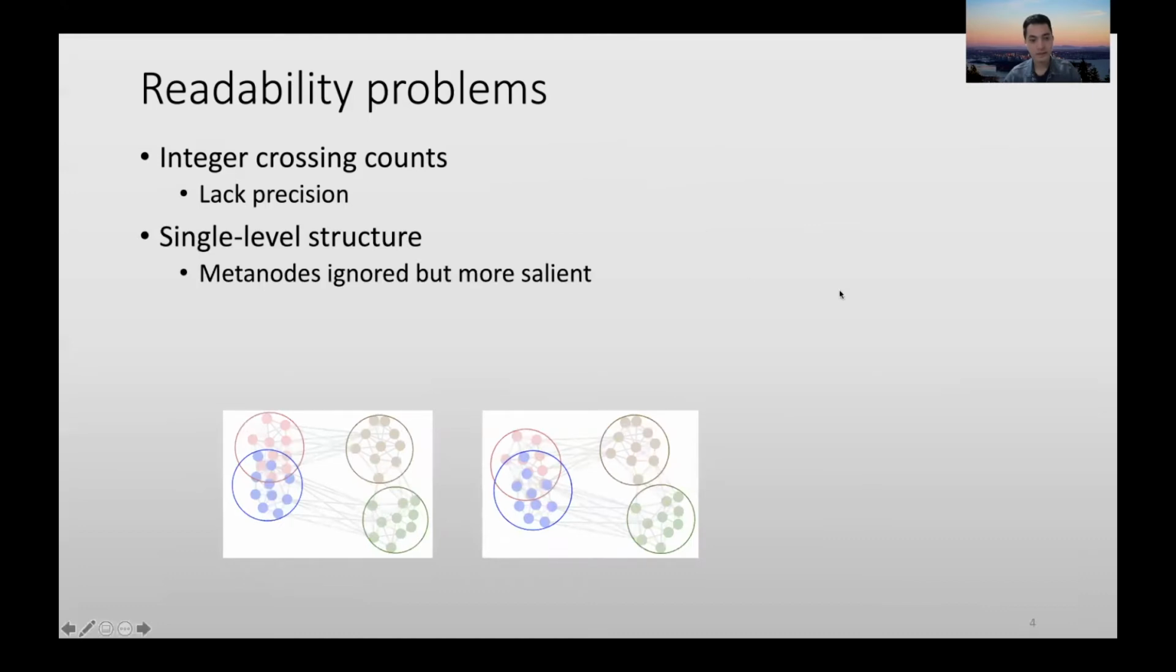Second, most counts only consider single level structure, which means they ignore the meta nodes, while they are actually more visually salient. In the same example here, I'm using a bounding circle to represent the meta nodes. You can see that in the second layout, there is more overlap between the blue big circles and the red big circles.